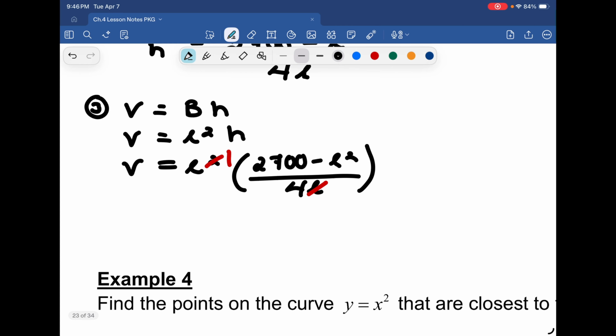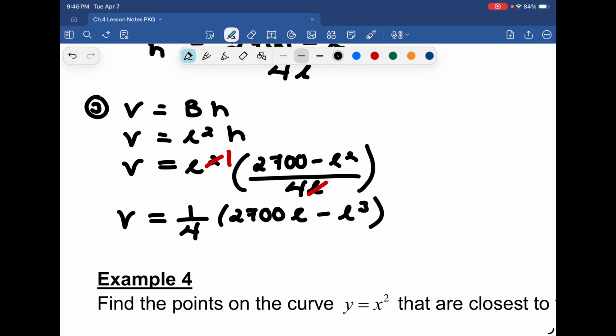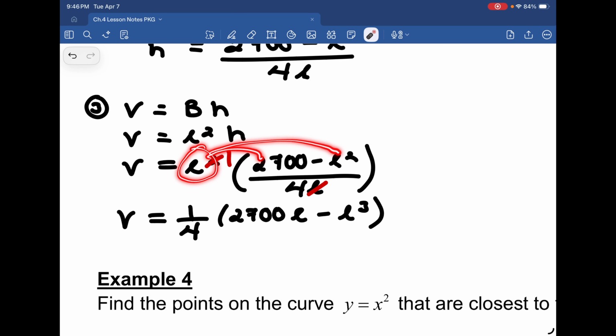Now I get that the volume is equal to, I'm just going to pull out the 1/4 and then write the interior as 2,700L minus L cubed. Perfect. So I distribute this L into the brackets, and because this 1/4, this numerical coefficient, can technically be moved out to the front, I'm going to do that here.